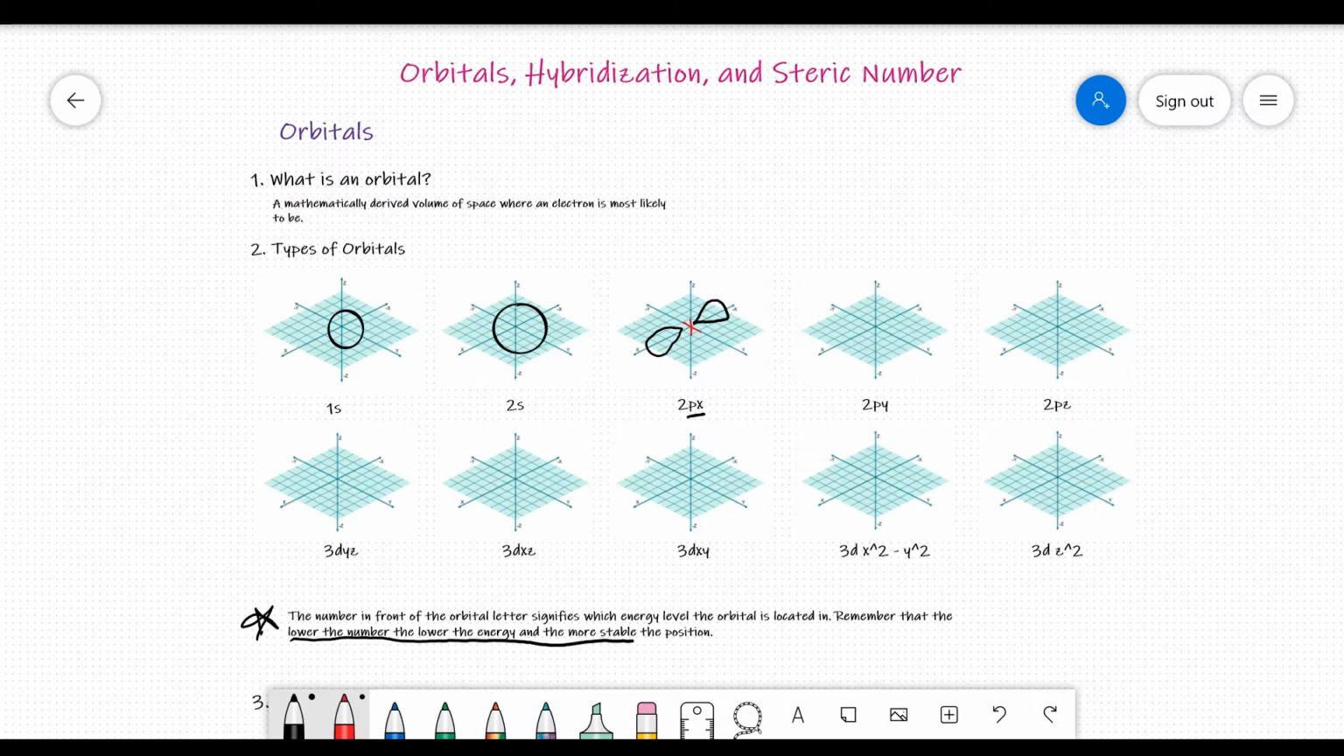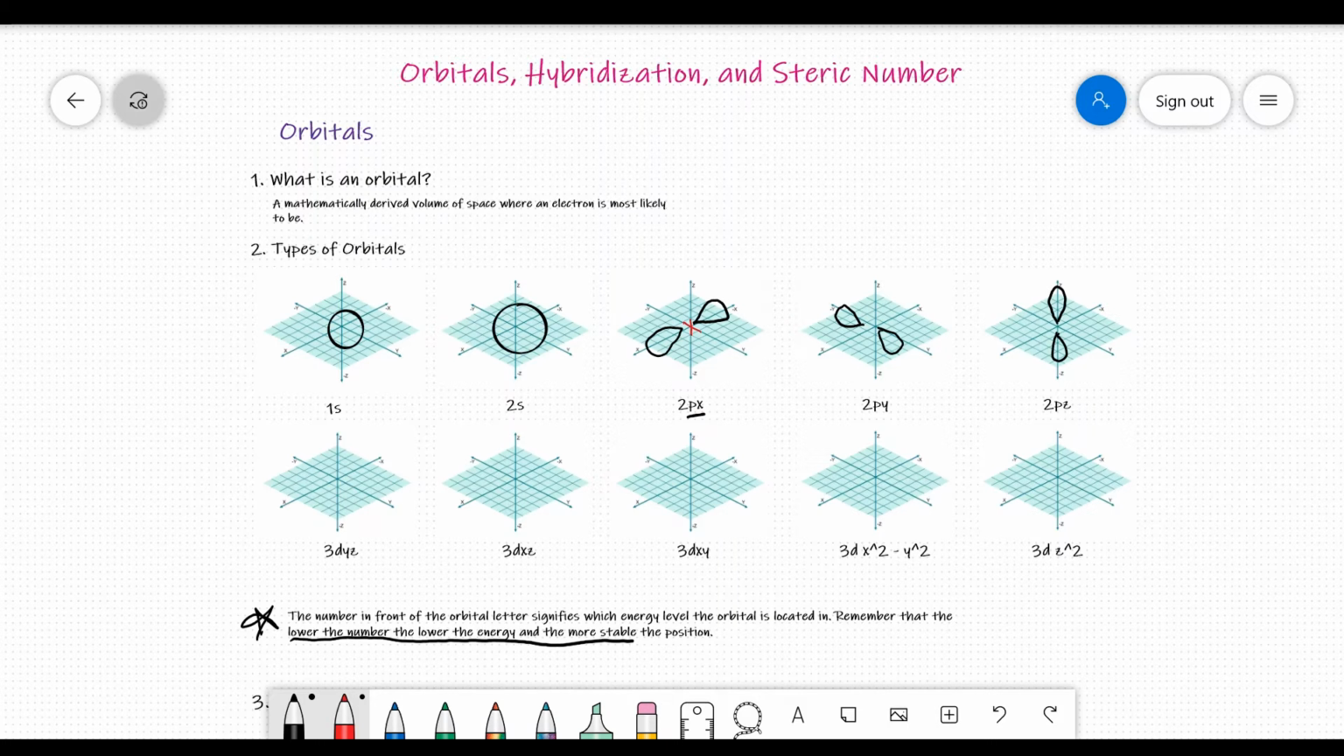Okay, next we have 2py. We're going to do the same thing, but we're going to draw this on the y-axis. Oops, sorry, I'm not the best drawer. And finally, we have 2pz, same thing, but on the z-axis.